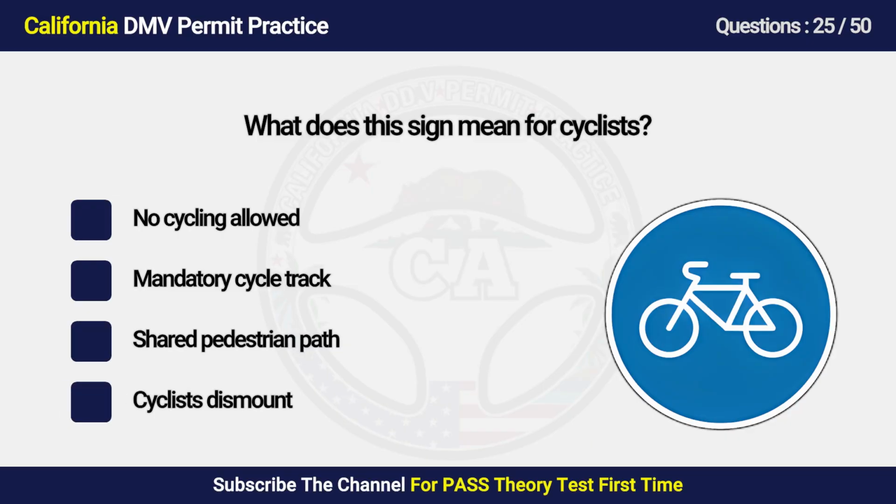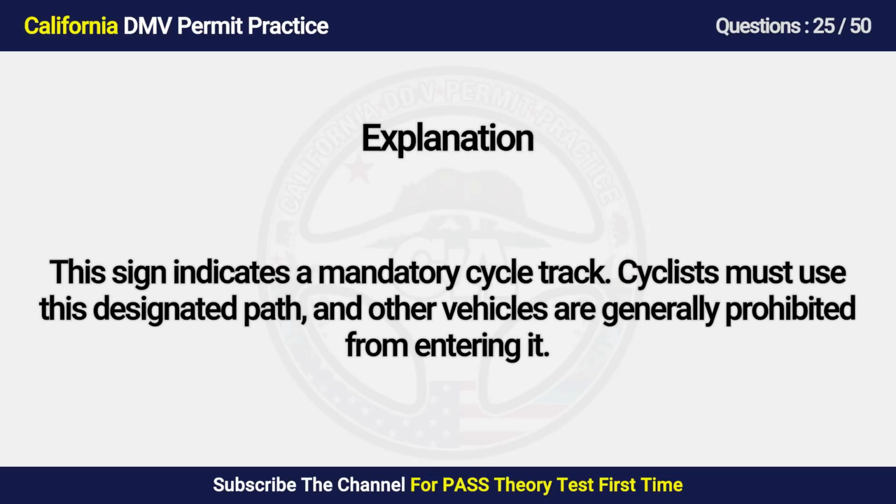Question 25. What does this sign mean for cyclists? A. No cycling allowed. B. Mandatory cycle track. C. Shared pedestrian path. D. Cyclists dismount. Answer is B, mandatory cycle track. This sign indicates a mandatory cycle track. Cyclists must use this path, and other vehicles are generally prohibited from entering it.